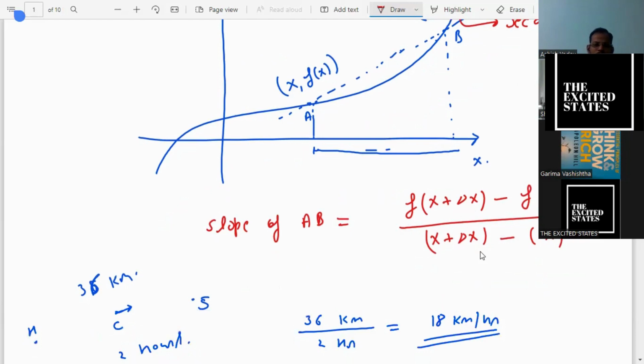So this is basically the average rate of change of y with respect to x, because I have just taken the final values, the total change in the length of y upon the total change in the length of x. So this is called the slope of AB, or this is also called the average rate of change. Basically, this is the slope of the secant.